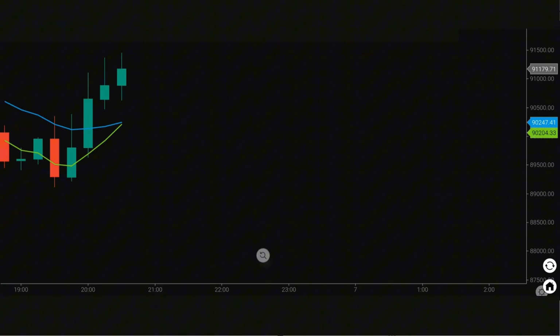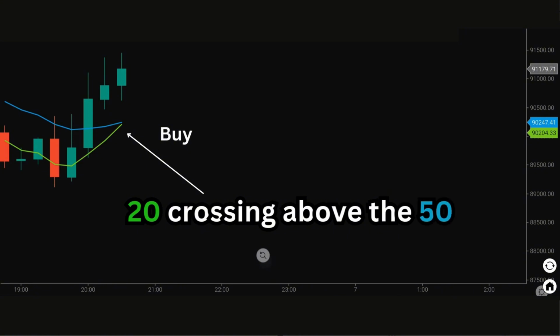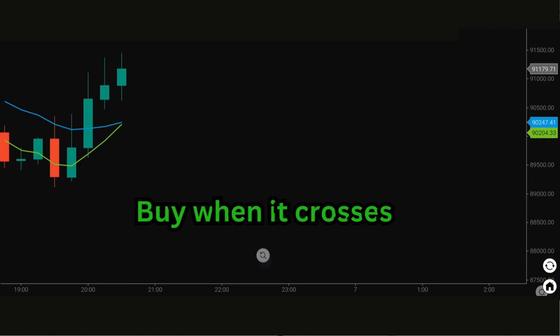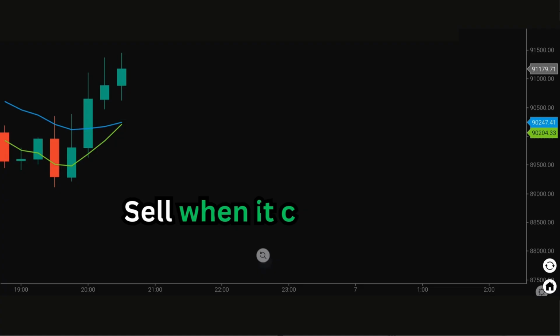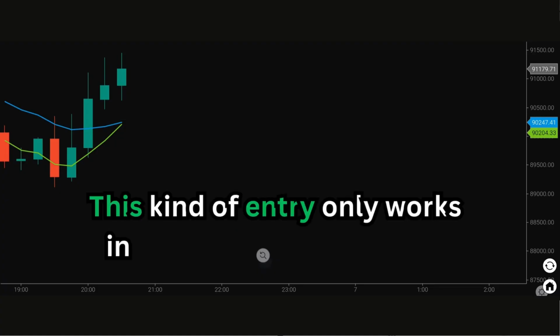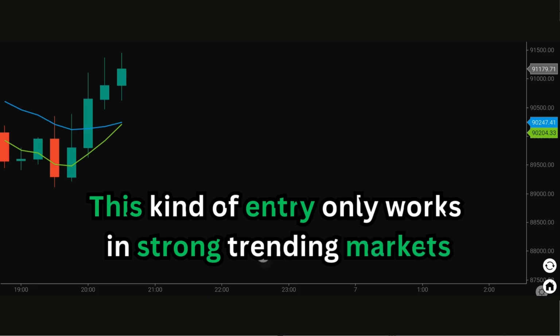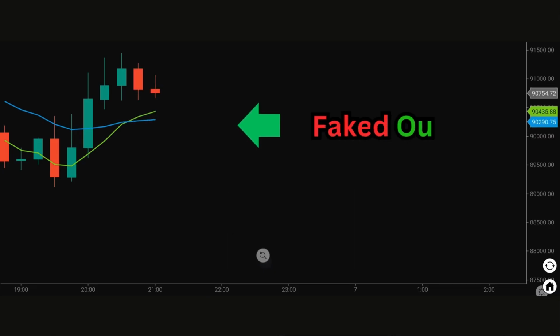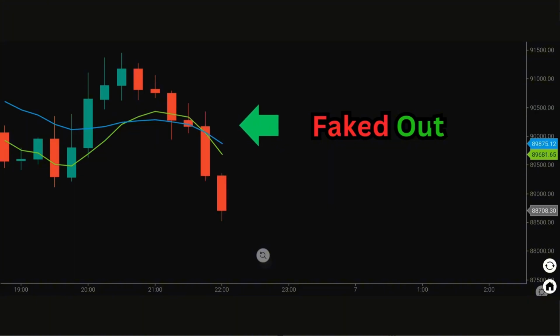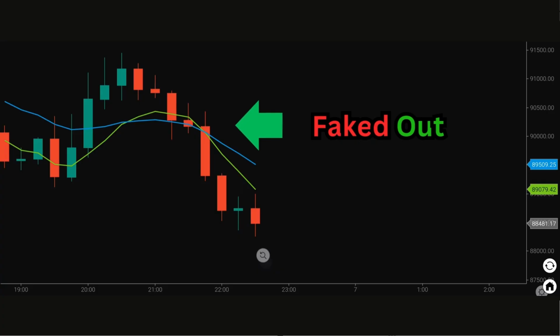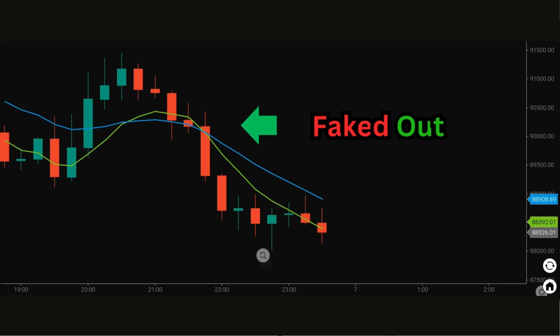Now here's where most traders mess it up. They see a crossover, like the 20 crossing above the 50, and instantly take a trade. Buy when it crosses up, sell when it crosses down. Sounds smart, but in reality, it's risky. This kind of entry only works in strong trending markets. In a sideways or ranging market, you'll get faked out again and again. And if you're using too many moving averages, you'll get late entries and worse results. Also, trading this strategy on lower time frames, that's a trap. Lower time frames are full of noise and fake signals. You need a better way.